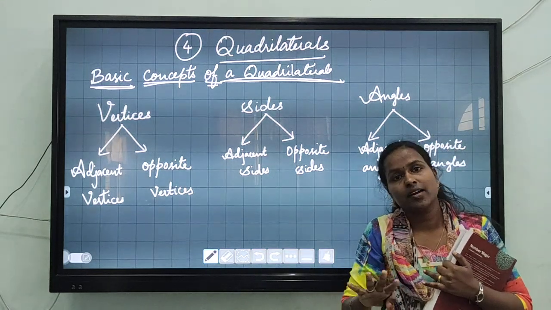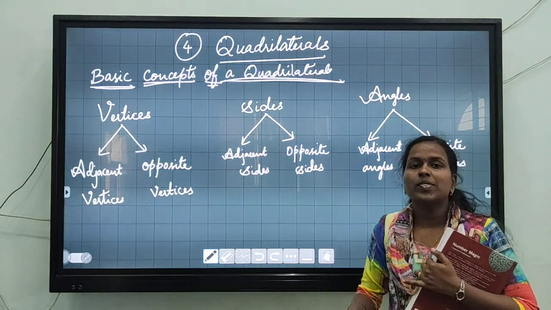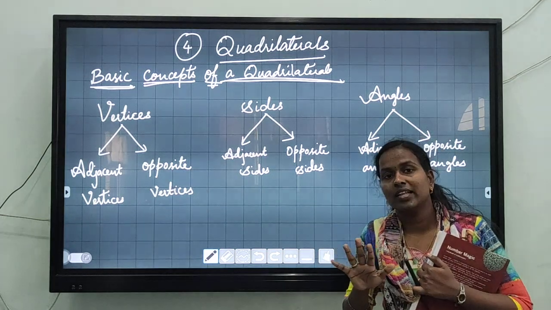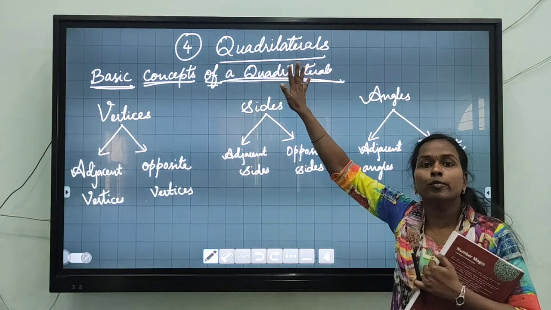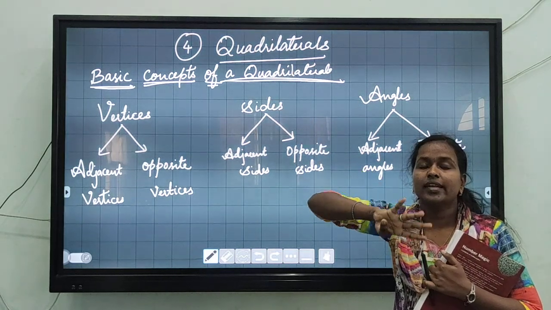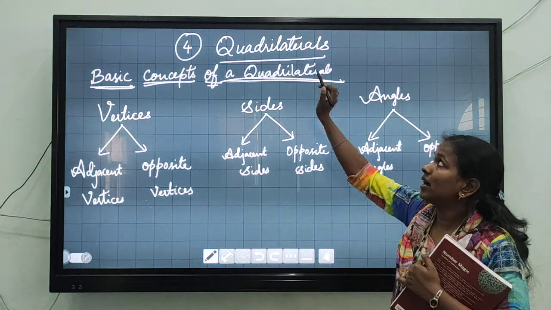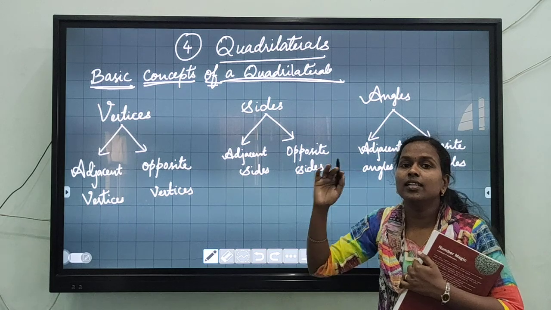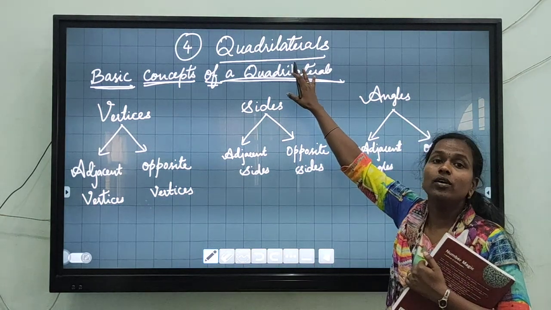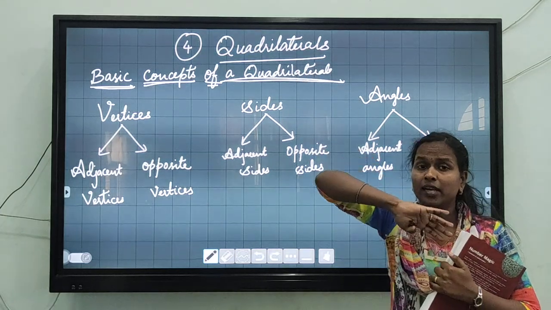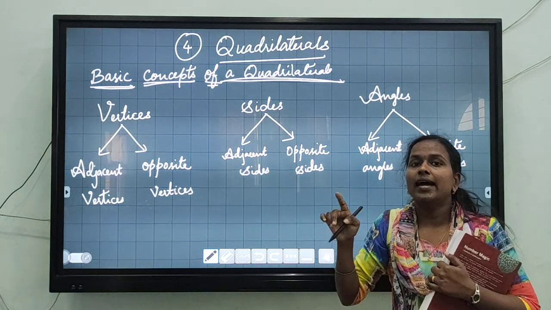If it has 4 sides, that is called a quadrilateral. A quadrilateral is also a polygon. If it has 5 sides, that is a pentagon, which is also a polygon. So a quadrilateral is one of the polygons. It has 4 sides, it is closed, and it is made up of line segments. We will learn the types of quadrilateral in the next chapter. In this chapter we are going to learn only about quadrilaterals. A quadrilateral has 4 sides, is a closed figure, and is made up of line segments.